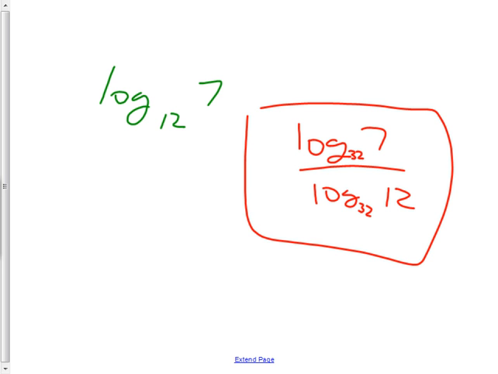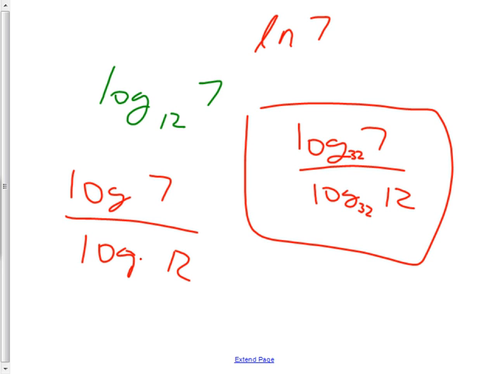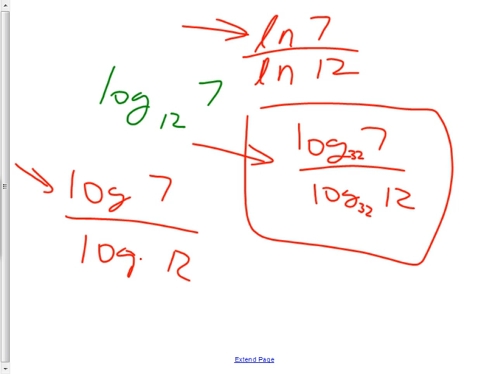That answer is exactly the same as if you type in this. Do you get what I'm saying? Because the proportion stays the same. The other one would be the same as this, ln 7 over ln 12. It can be any base. This just happens to be base what? E. This one's base what? 10. I made this one base 32. It's the same answer.